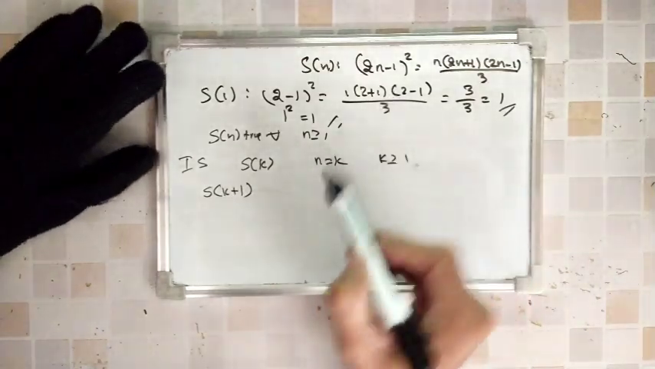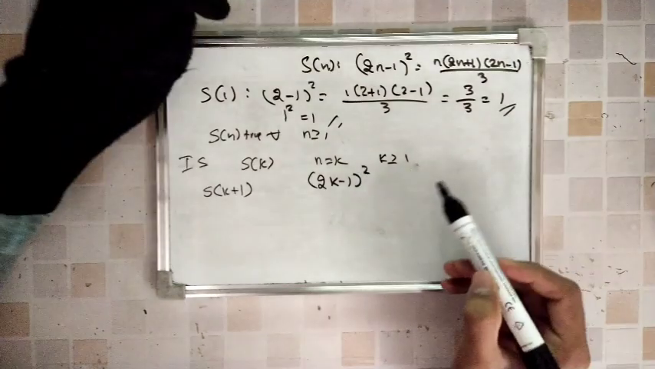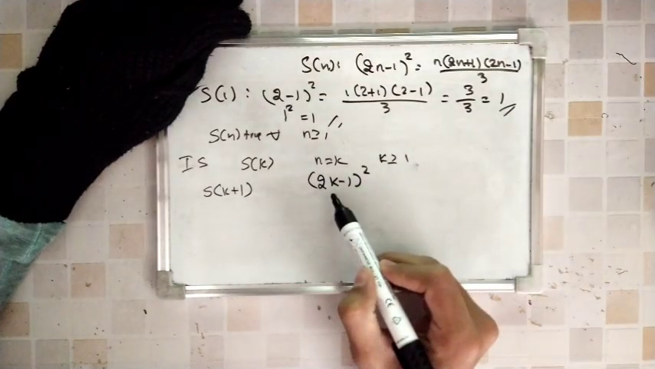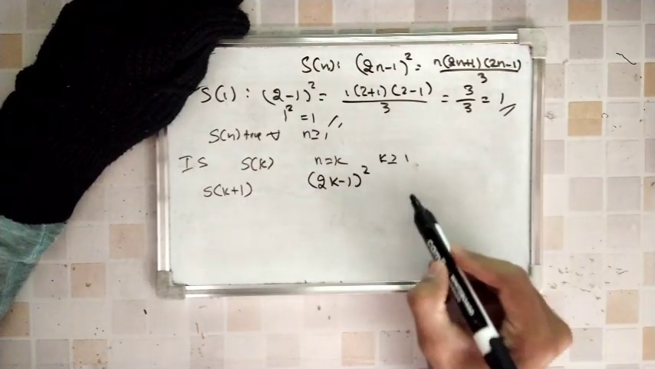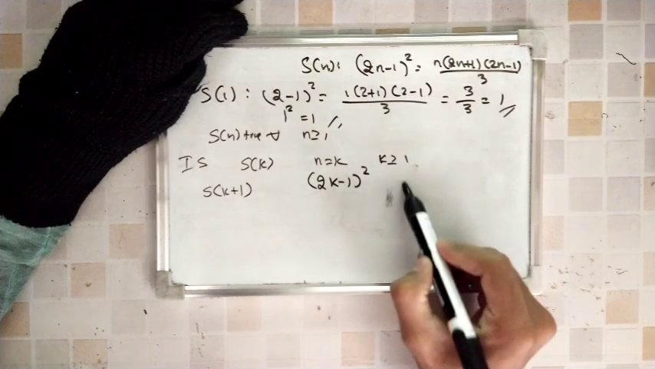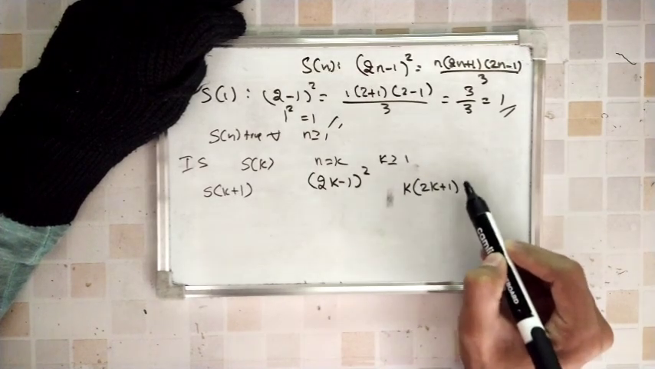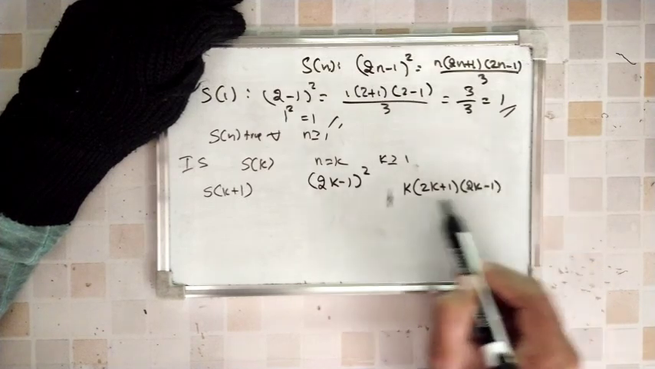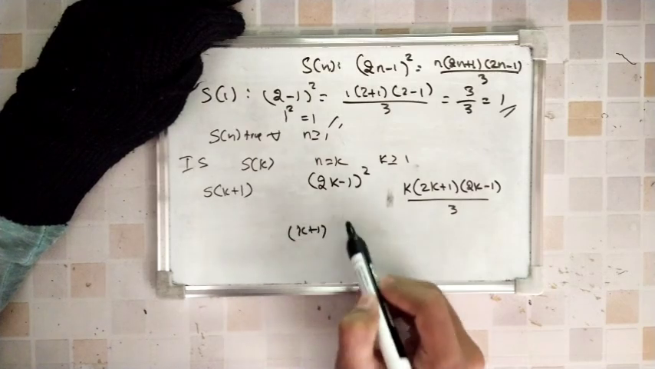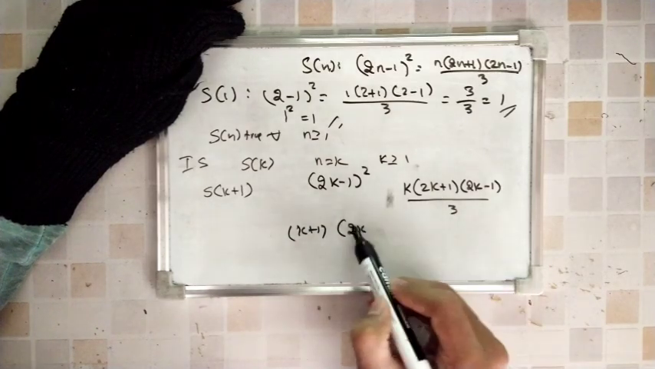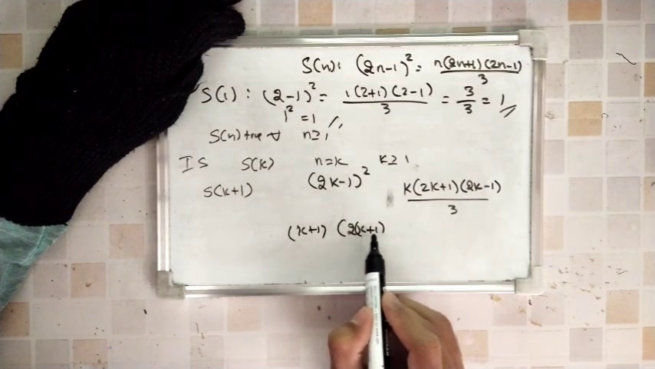What is S of k now? 2k minus 1 the whole square. If I take S of k plus 1, then I will get 2k square should come, right? But on the right hand side, S of k means k into 2k plus 1 into 2k minus 1 whole by 3. What do I have to get in the final answer? It should be k plus 1 into 2 into k plus 1, 2k plus 2. See, 2 into k plus 1 is there, right? 2 into k plus 2 into 1 is 2.